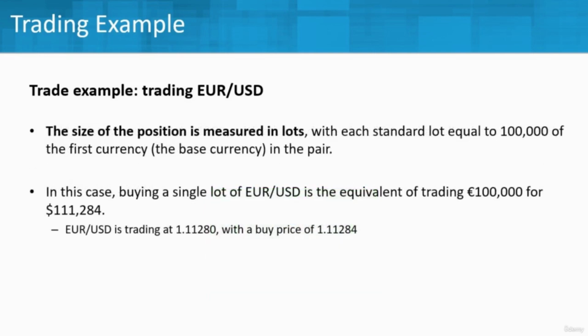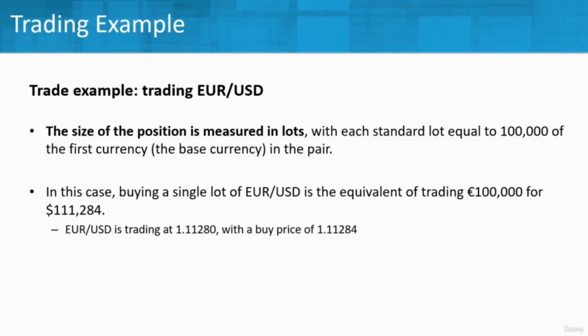All right, so then we're going to look at the position size, and that's measured again in lots. A standard lot was equal to 100,000 units of the first currency, the base currency in the pair. So in this case, buying a single lot of this pair is the equivalent of trading 100,000 euros for $111,284. Because if it was like point something, then it'd be a lower number in dollars.